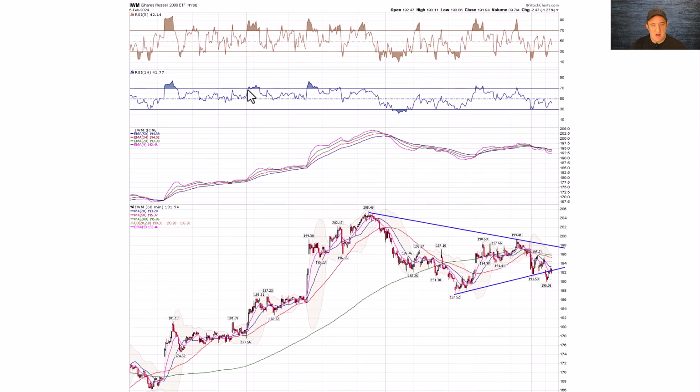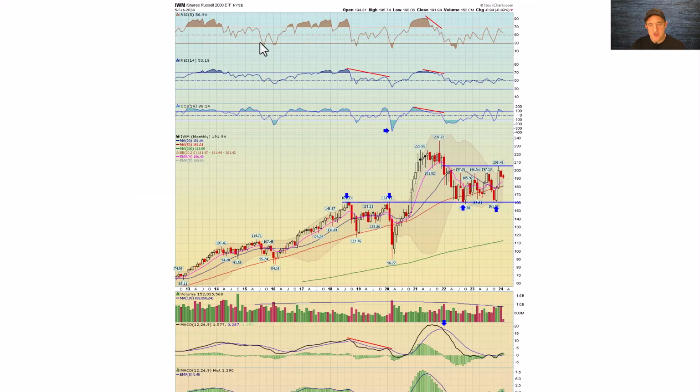And chart number 28, here's a 60-minute view. Shows the same thing. And of course, chart number 29 shows the monthly bigger picture view. Long-term support here at 166, I think, and resistance at 205.50.